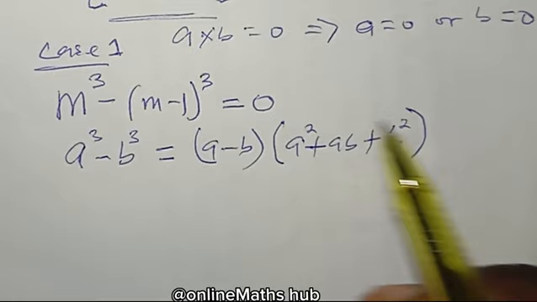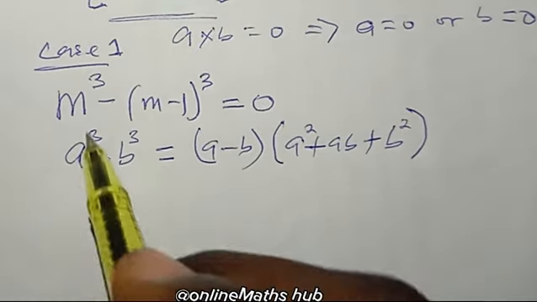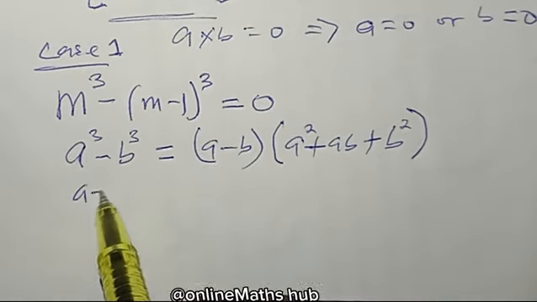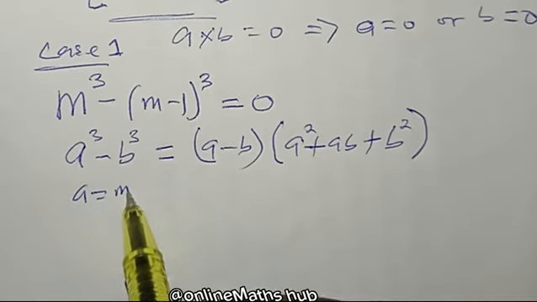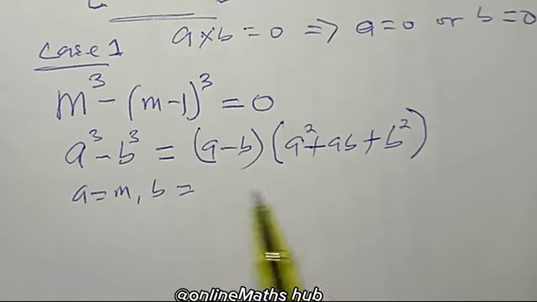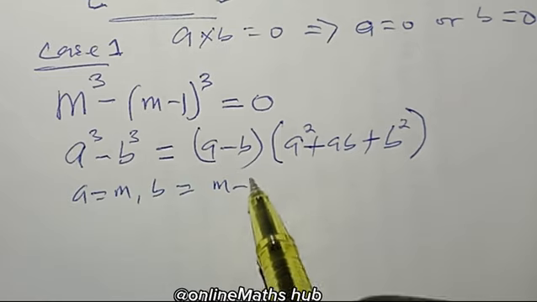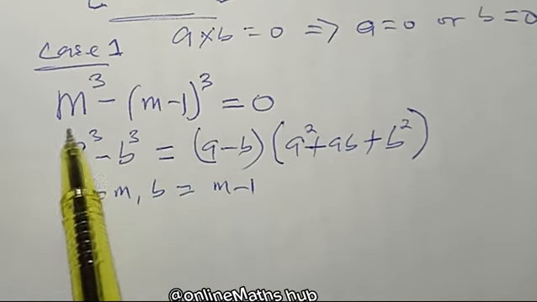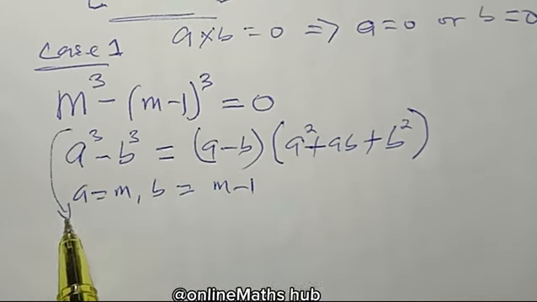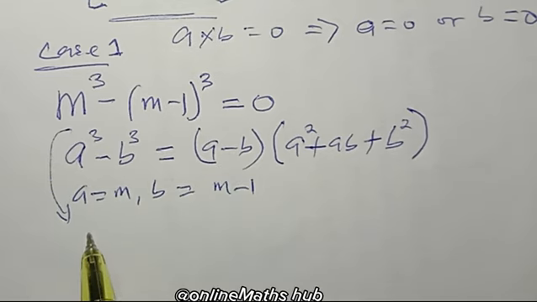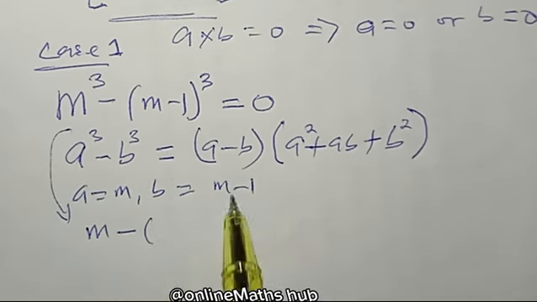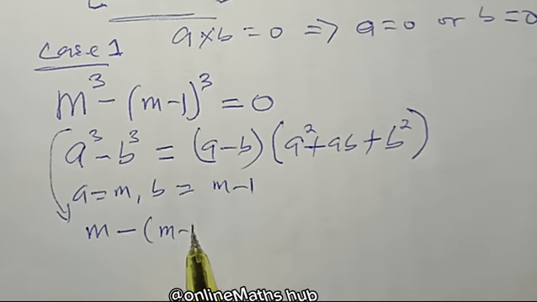In this case, a is equal to m, and our b is equal to m minus 1. Expanding this, what I will be having is m minus (m minus 1).